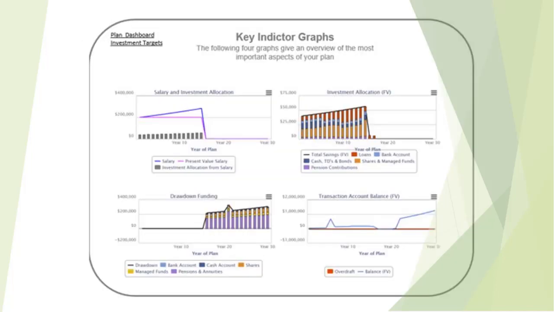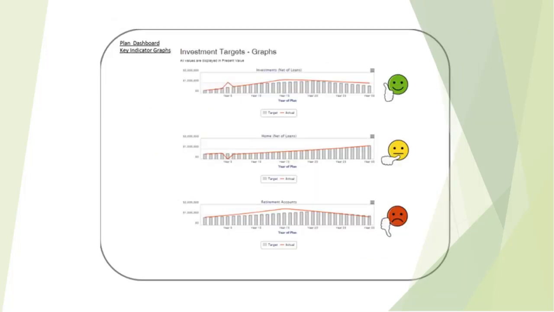The review chevron also includes 2 extra panels. The second panel will display the 4 key indicator graphs. This is also found at the top of the plan outcomes report. The third panel will display the investment target graphs.